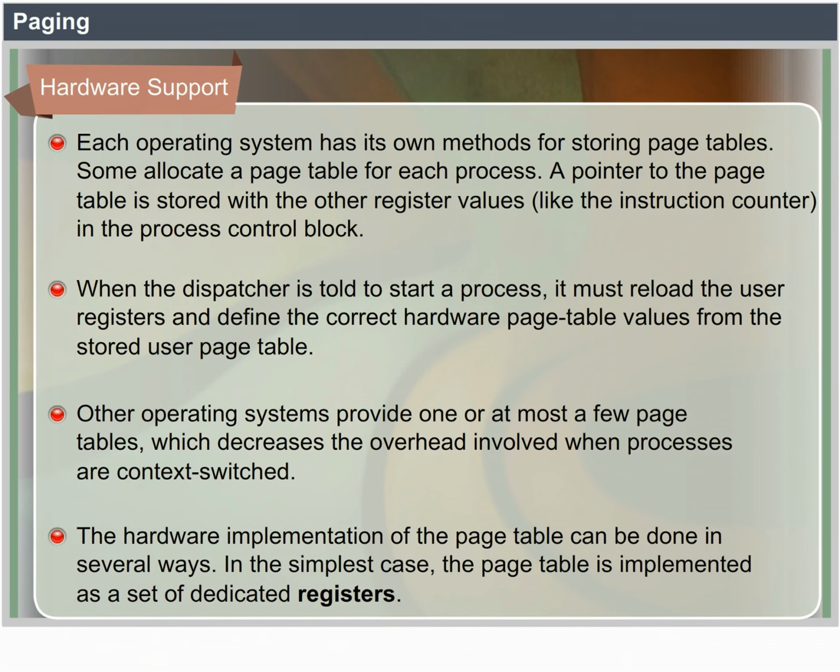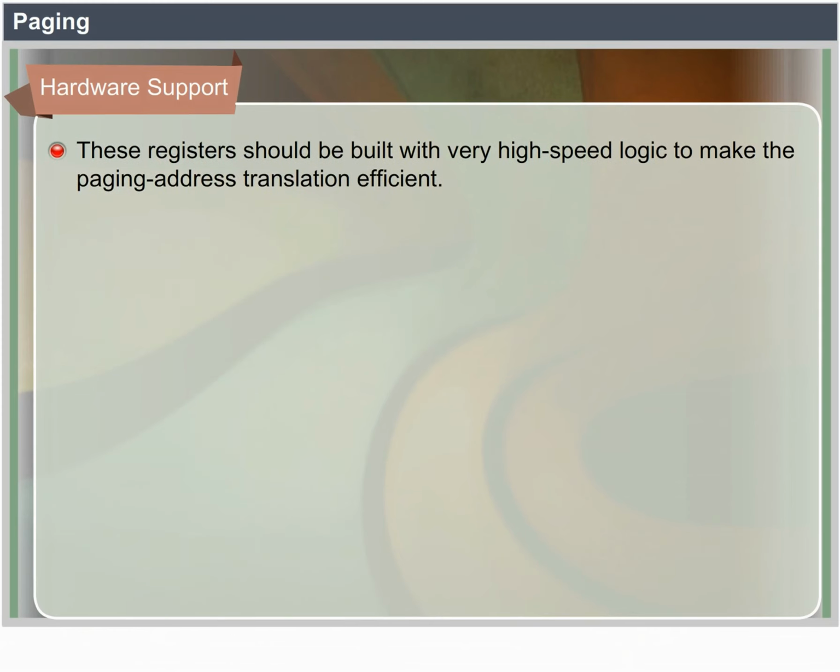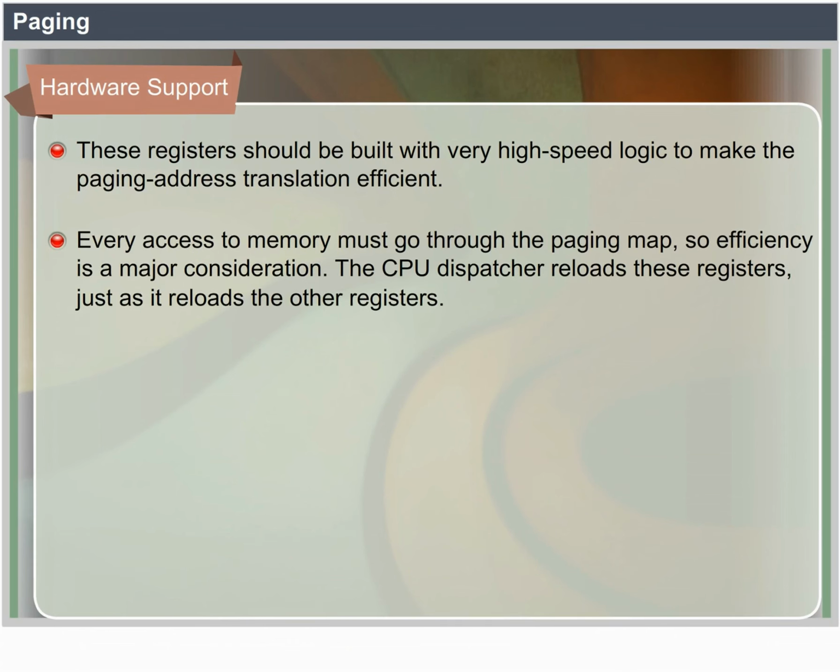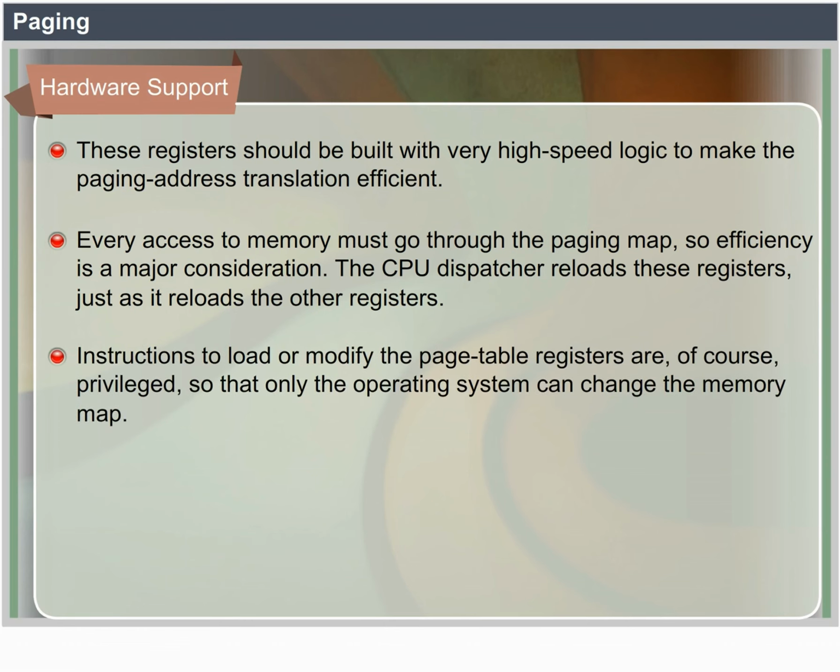In the simplest case, the page table is implemented as a set of dedicated registers. These registers should be built with very high-speed logic to make the paging address translation efficient. Every access to memory must go through the paging map, so efficiency is a major consideration. The CPU dispatcher reloads these registers just as it reloads the other registers. Instructions to load or modify the page table registers are, of course, privileged so that only the operating system can change the memory map.